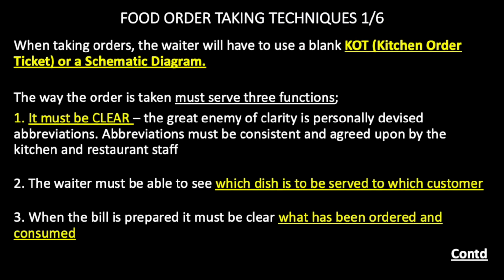When taking orders, the waiter will have to use a blank KOT, kitchen order ticket, or a schematic diagram, which is a piece of paper on which the number of covers is mentioned. The way the order is taken must serve three purposes or functions. First, the KOT must be clear. The great enemy of clarity is personally devised abbreviations.